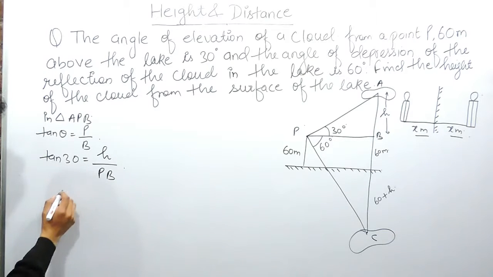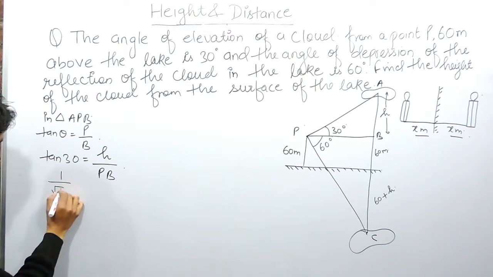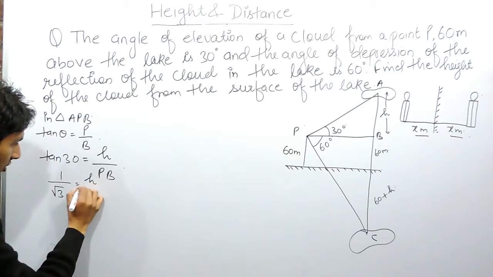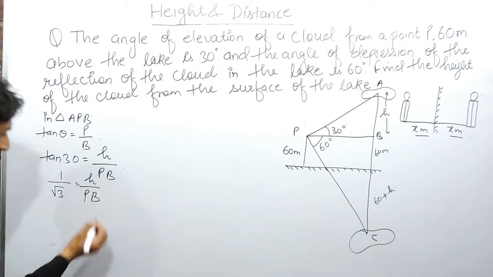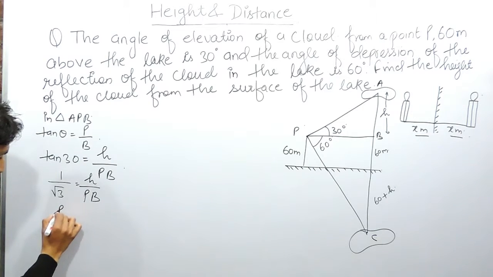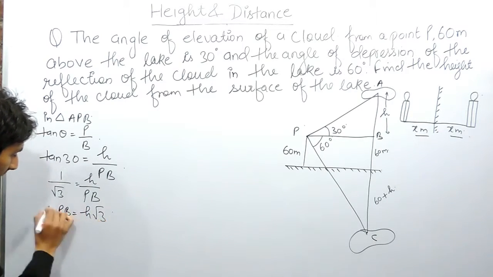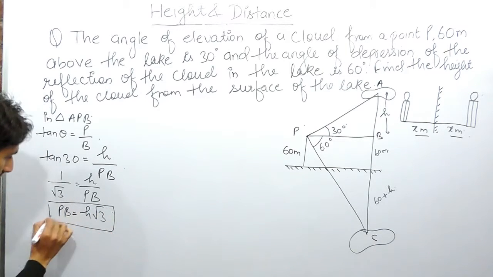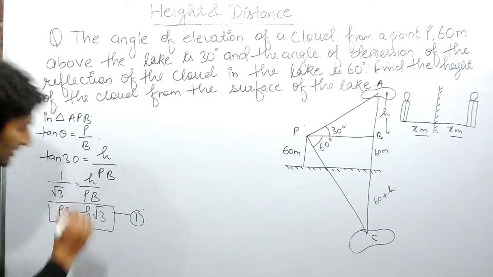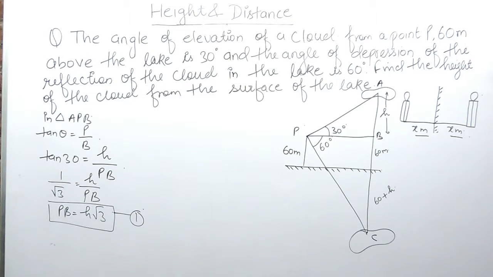So the value of tan 30 is 1 upon root 3. This is equal to h upon PB. If I cross multiply this, the value of PB will be equal to root 3 h. So here the value of PB is root 3 h. This is our first equation.